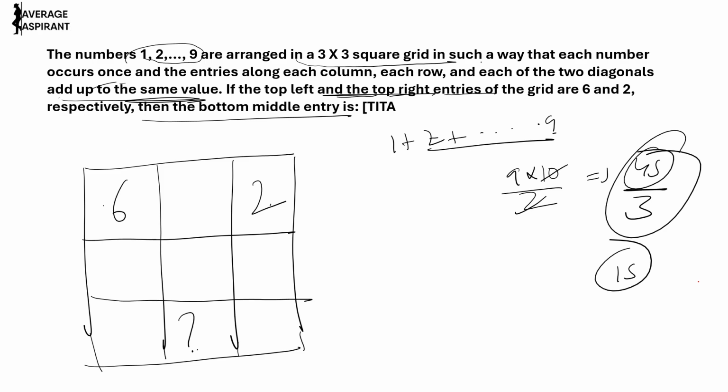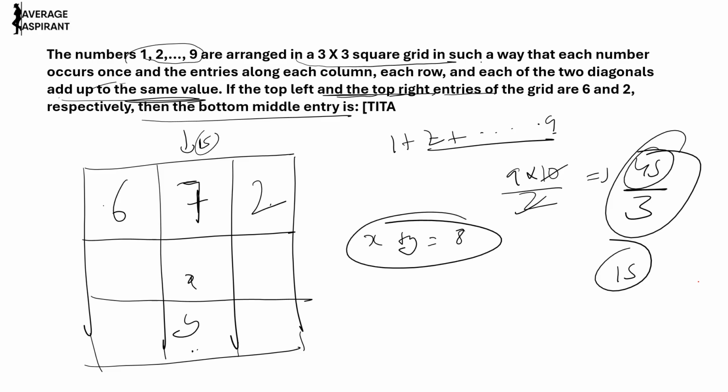Now we know this is 6, this is 2. 6 plus 2 is 8, so what will come here? We need the sum to be 15, so it will be 7. We need to find this particular question mark. Now, for this row, again the sum should be 15. There is 1, 7, so x and y. X plus y should be equal to 8. Only then you will get 15.